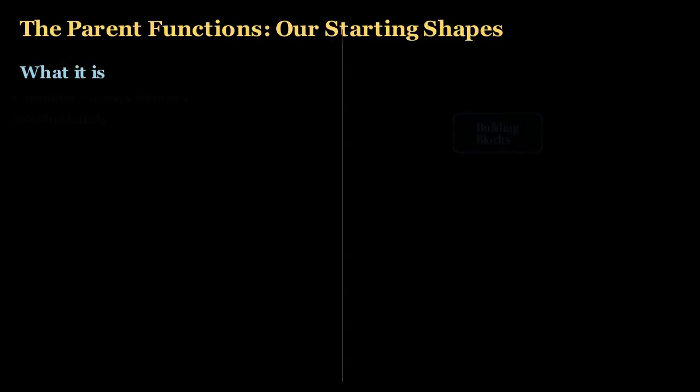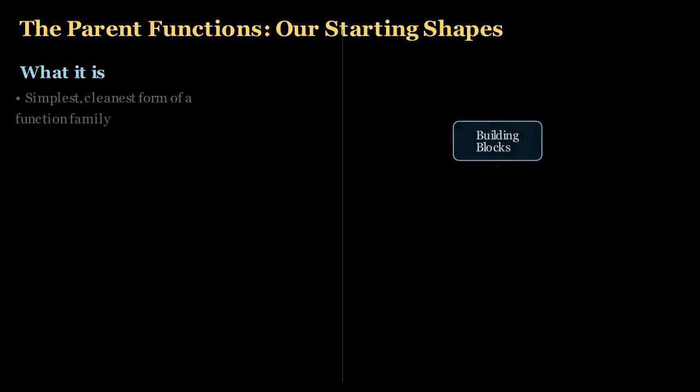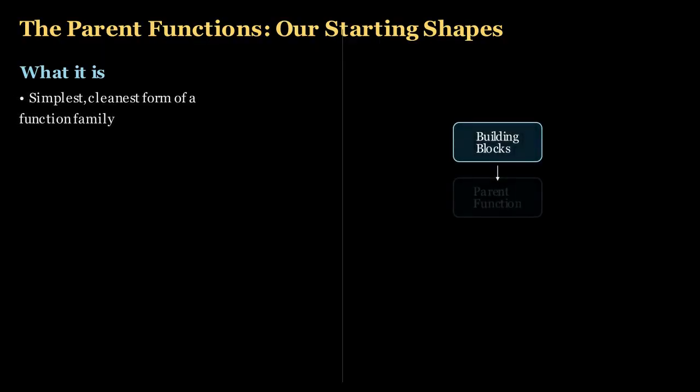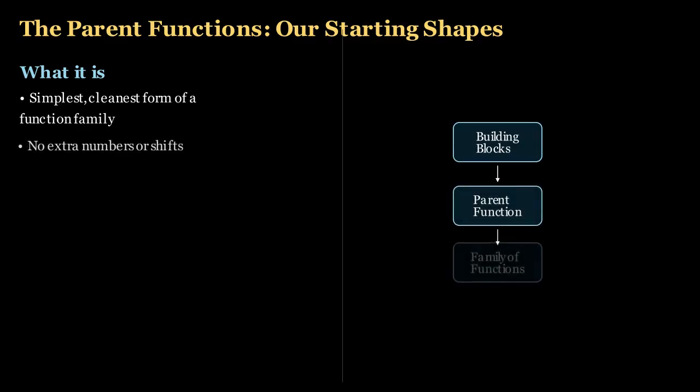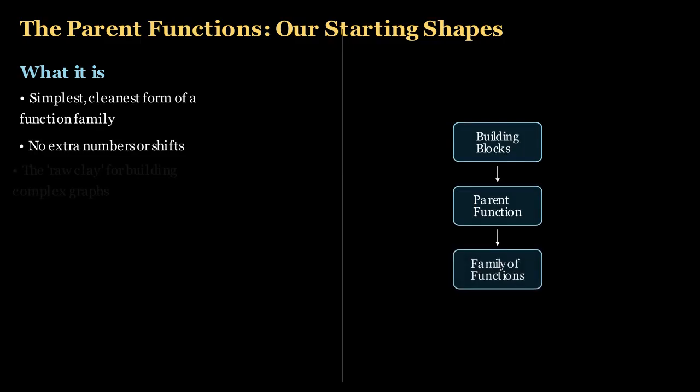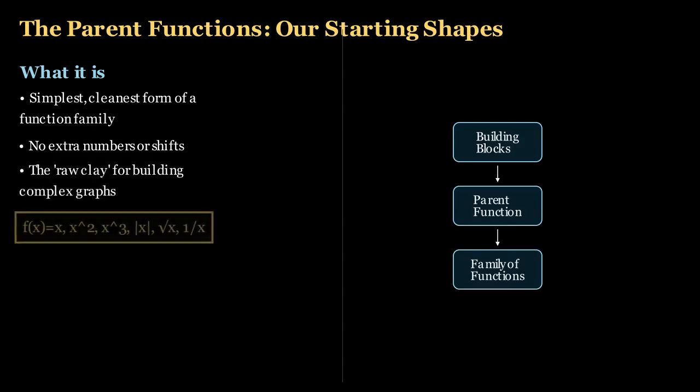Imagine you have a set of building blocks. Before you build a castle or a spaceship, you need to know the basic block shapes. In the world of functions, these basic blocks are called parent functions. A parent function is the simplest, most stripped-down version of a type of function. It has no extra numbers added, no multipliers, and no shifts up, down, left, or right. It's the pure, raw shape. Think of it as the original mold from which a whole family of functions is made.